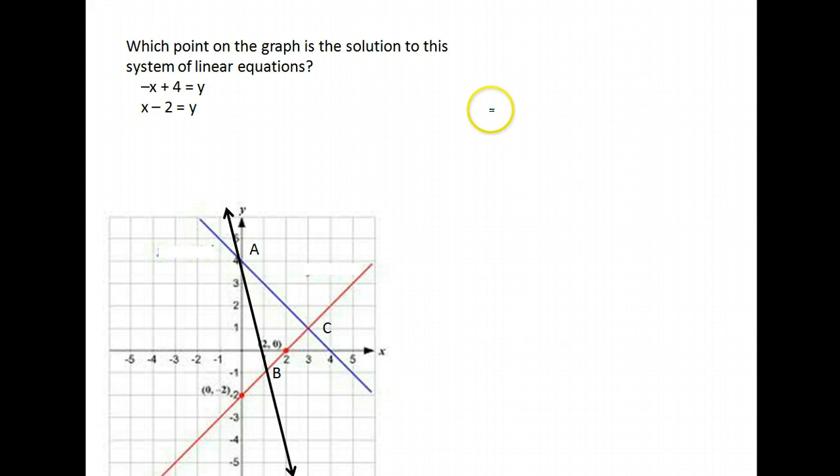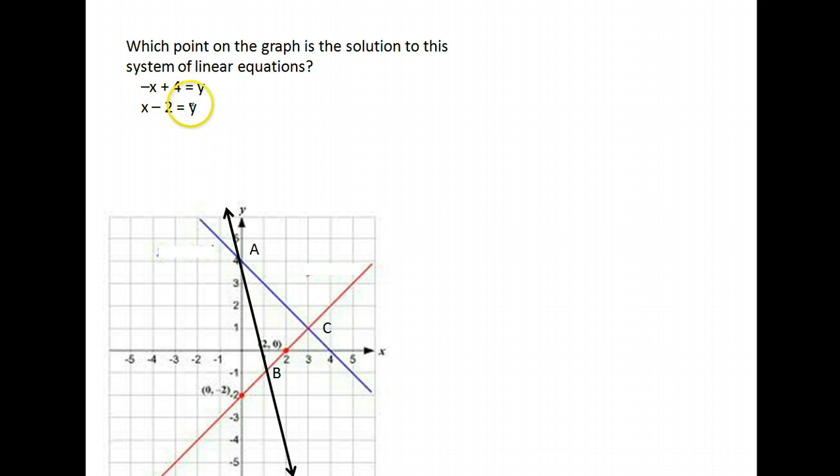All right, let's take a look at this connections problem. It's probably been a while since you've looked at a graph with lines. This says, which point on the graph is a solution to the system of linear equations negative x plus 4 equals y and x minus 2 equals y.